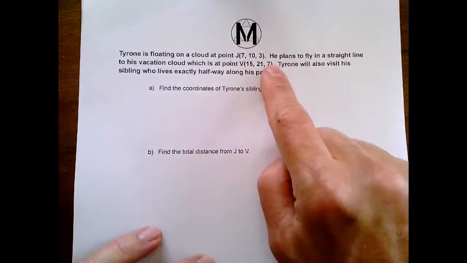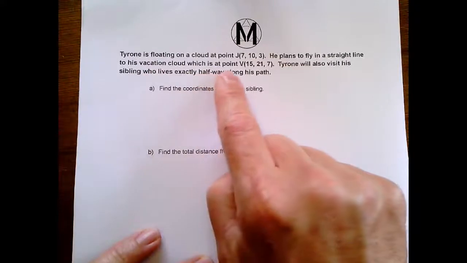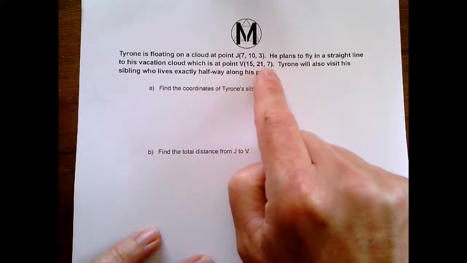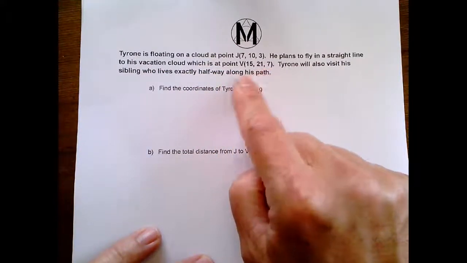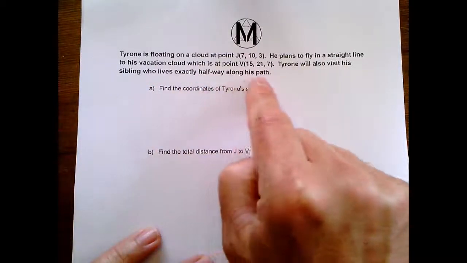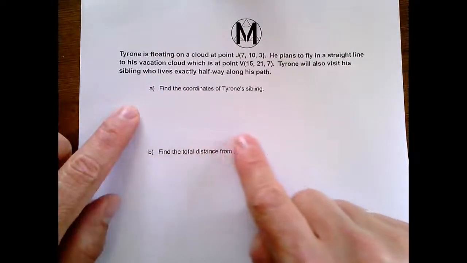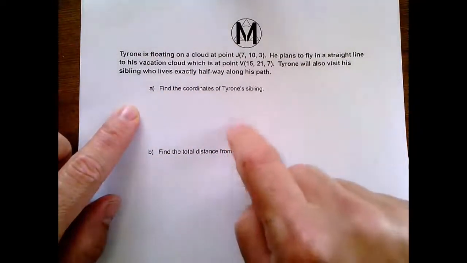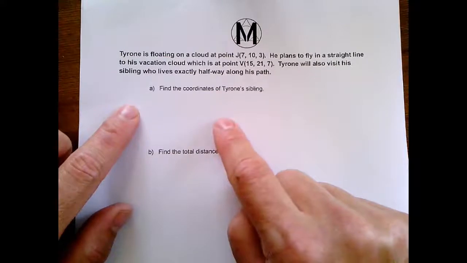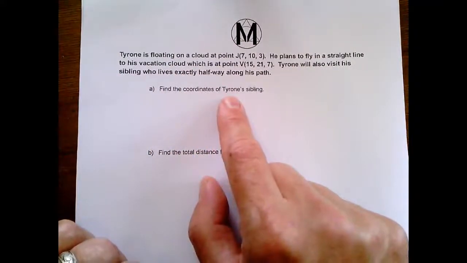Fancy, all right? So he plans to fly in a straight line to his vacation cloud, which is at point V, 15, 21, 7. And then it says Tyrone will also visit his sibling, who lives exactly halfway along his path. Okay, so he's at J, he's traveling three-dimensionally to V, and halfway along the way, he's going to visit his sibling. Okay, cool. So first it says find the coordinates of Tyrone's sibling.